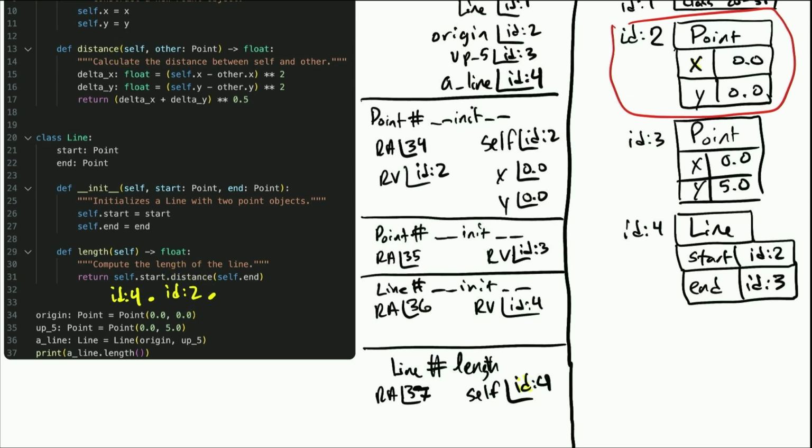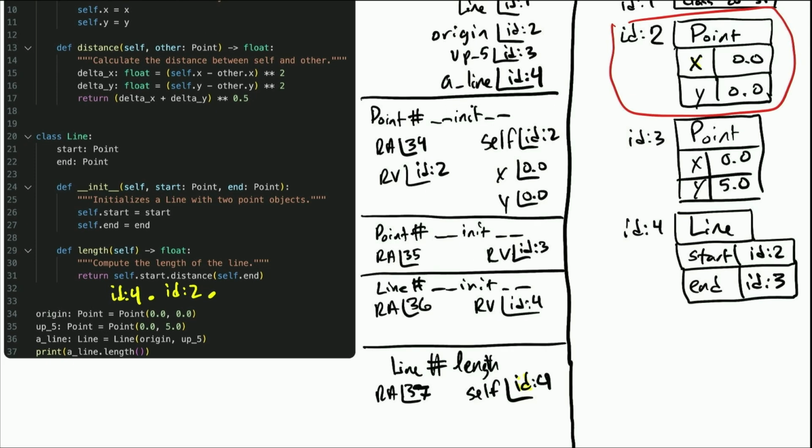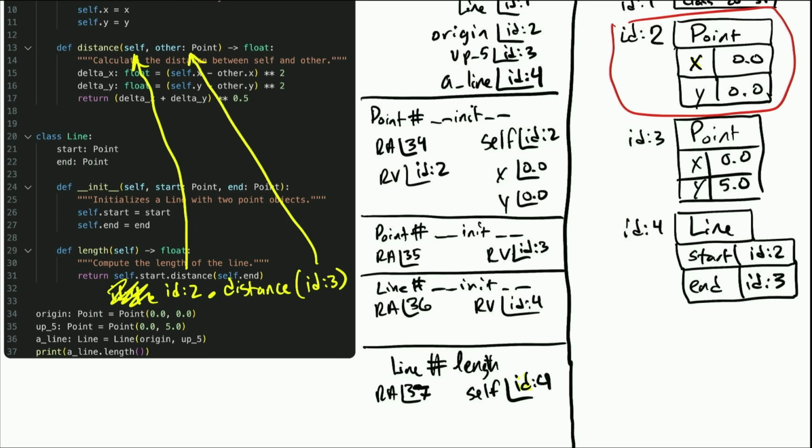And then let me actually finish substituting this. So this was ID2 dot distance. This is our method call. And then self.end, if we follow that, so self is ID4, dot end is ID3. Right? So in a sense, this is kind of what this method call expression is evaluating to. And again, ID2 is going to be assigned to self, and ID3 will be assigned to other, right?